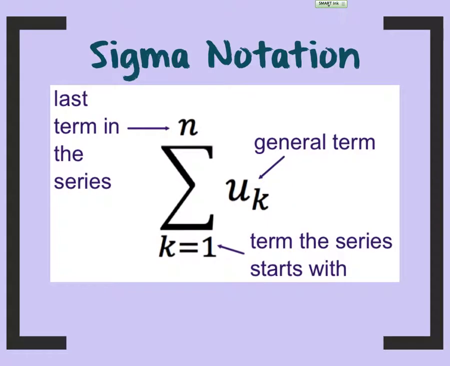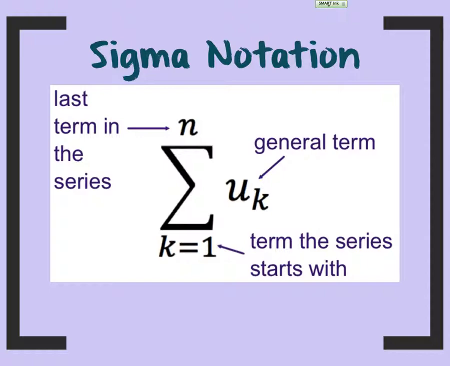Okay, so usually the sigma has a few numbers on it. The number on top, right now I have n, but the number on top is the last term in the series. So if you have a 5 on top, that means you're going to add up the first 5 terms. So you're going to stop at the 5th term. That's the last term. It tells you how many terms you're going to add.